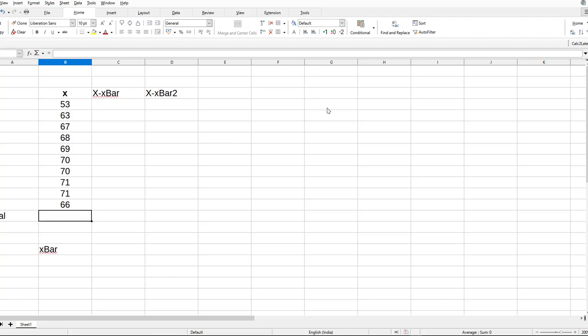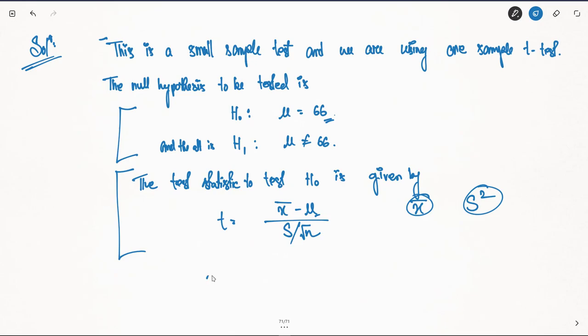So let me find out the total, right? So what is the total? I am adding, the sum is 668. And how many observations are there? You can see 10 observations, right? So what will be x bar? X bar will be equal to 668 divided by 10. So the value is 66.8, right? So our x bar is 66.8.